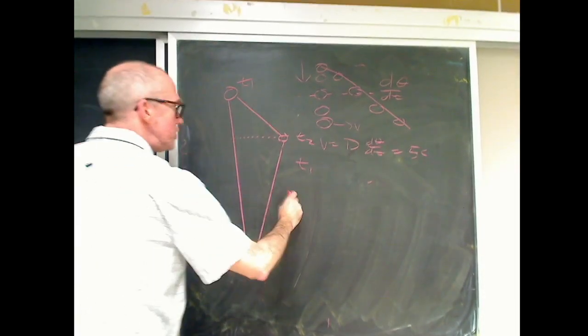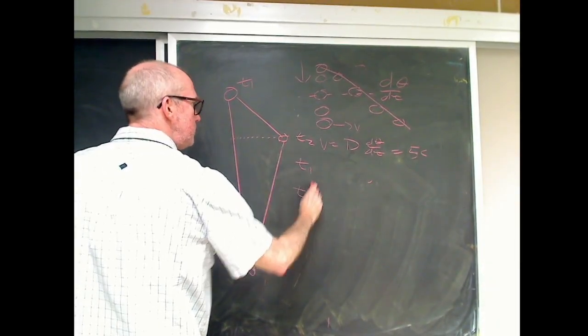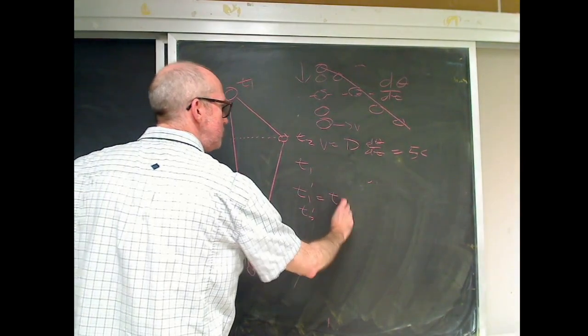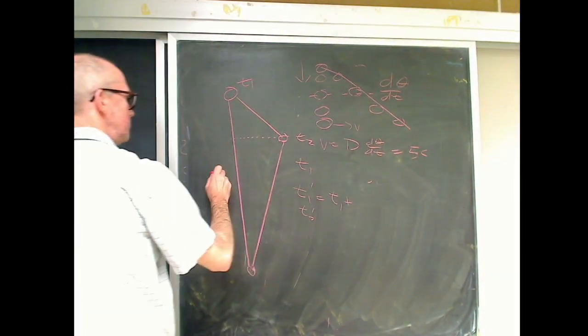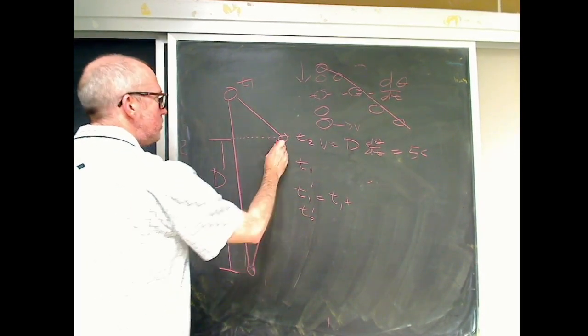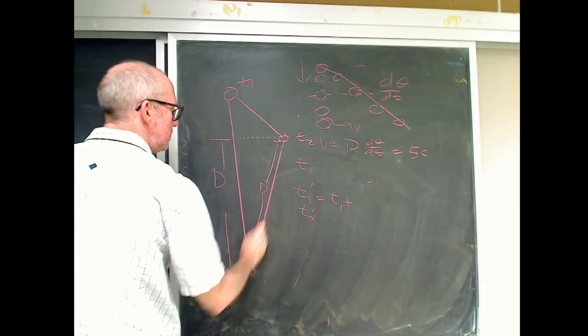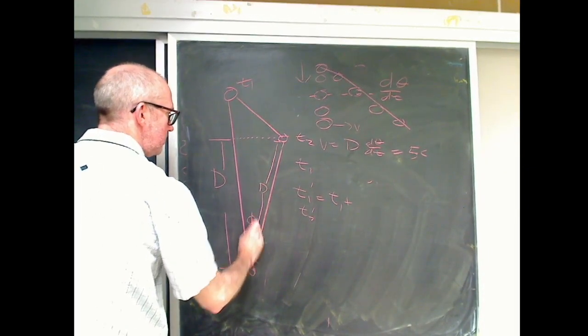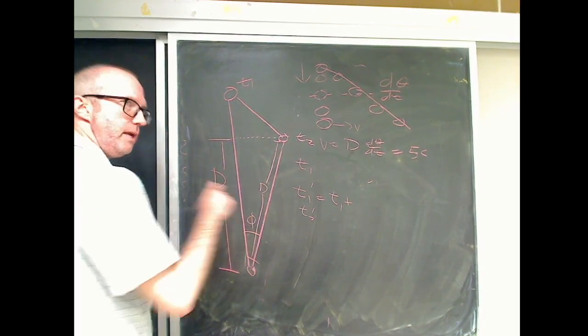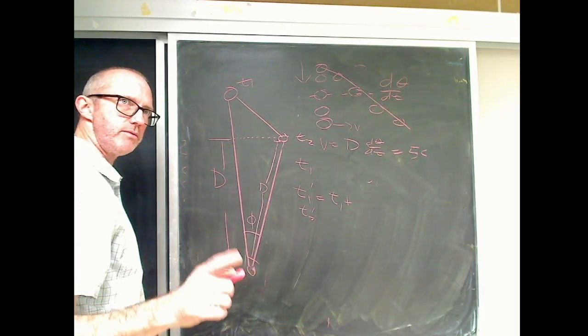So I'm going to measure this photon at T1 prime and this photon at T2 prime. T1 prime is T1 plus, let's call this D, and we'll call this D. This angle phi is really small, so the two D's are the same. I can do that without losing much.